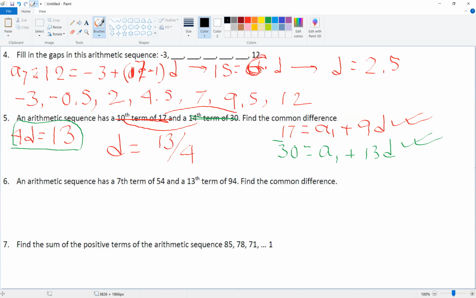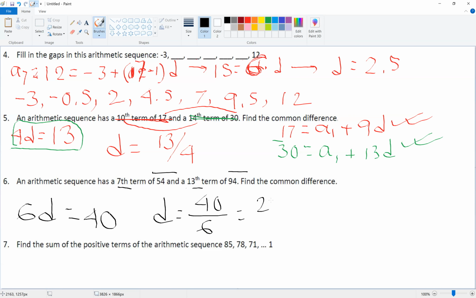Question number 6. So I did the same thing basically. So I did 13 minus 7, which is 6, and then 94 minus 54, which is 40. So the difference is just 40 over 6 or 20 thirds. That's it. And again, if you don't understand that, it comes from here.